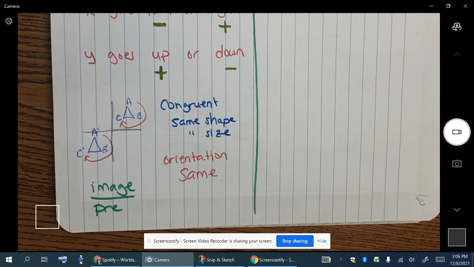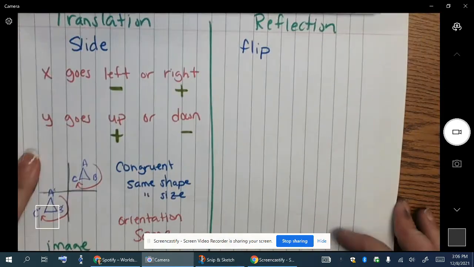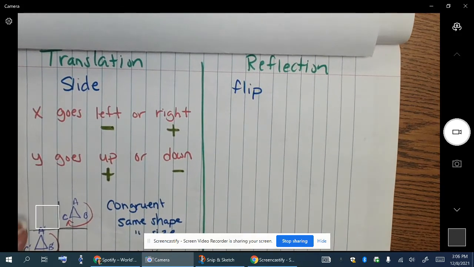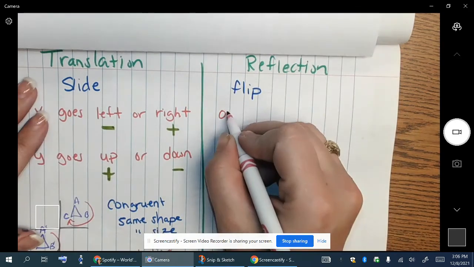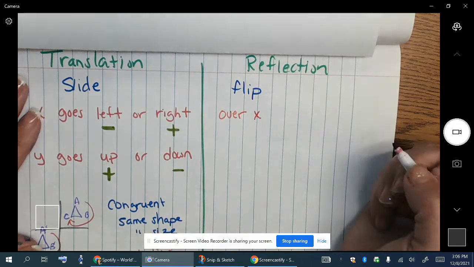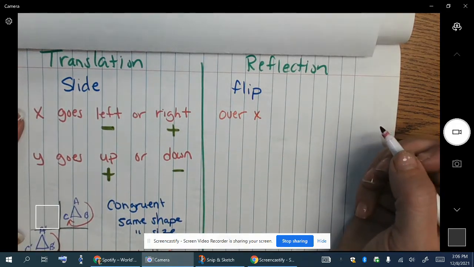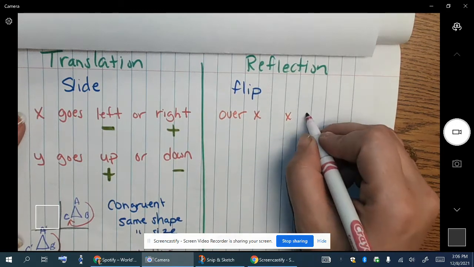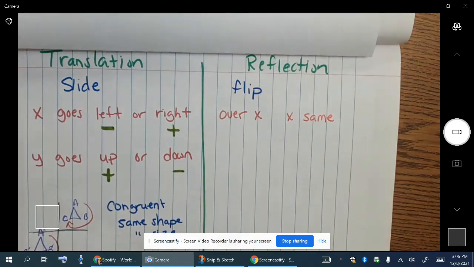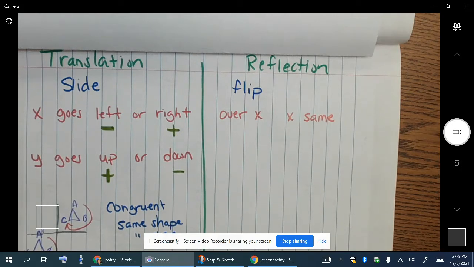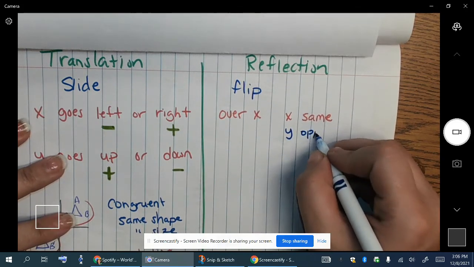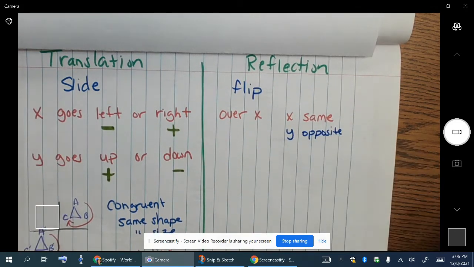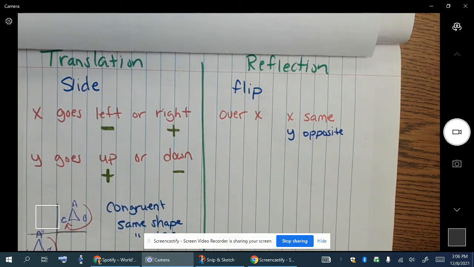Yes. Okay, reflections is what we did yesterday. When we flip, what can it flip over? The x and the y. So if I flip over the x-axis, what happens to my x? It stays the same. So if you flip over x, x stays the same. When you flip over x, what do you think happens to your y? It flips. It's the opposite. So if it's 2, it becomes -2. So y becomes the opposite.